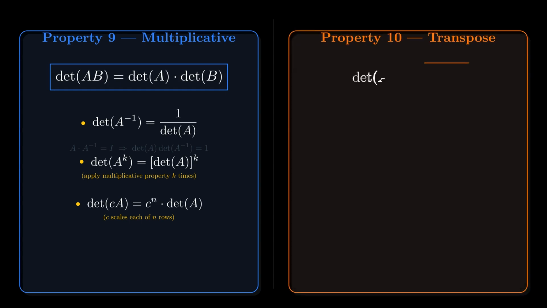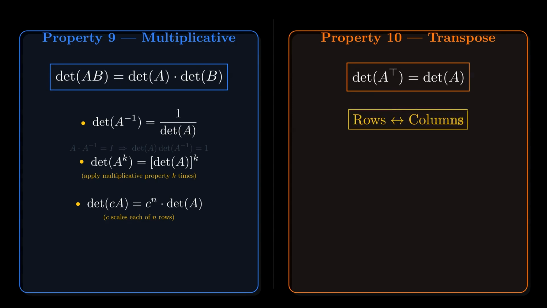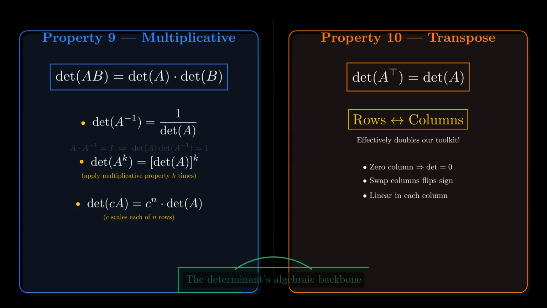The transpose property states that the determinant of A transpose equals the determinant of A. This guarantees complete row-column symmetry, effectively doubling our toolkit. Whenever a theorem holds for rows, it automatically holds for columns as well. Together, these two properties form the algebraic backbone of determinant theory. Whenever you encounter a product of matrices, break the determinant apart using the multiplicative property. And whenever someone proves a raw result, the column version comes free, thanks to the transpose property.